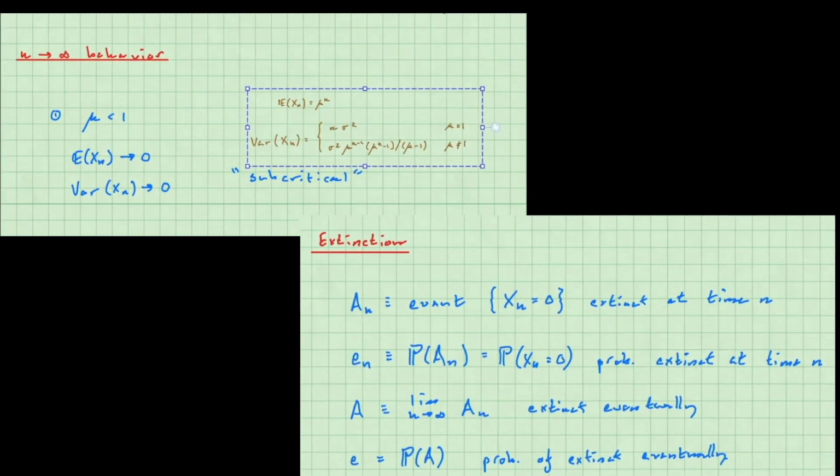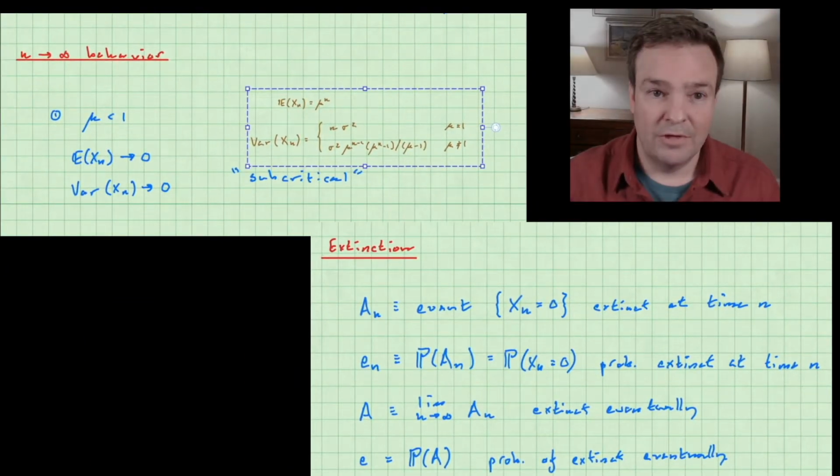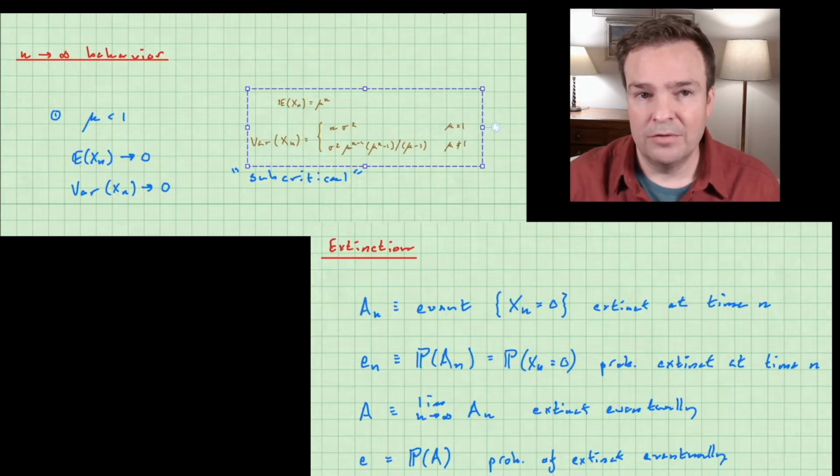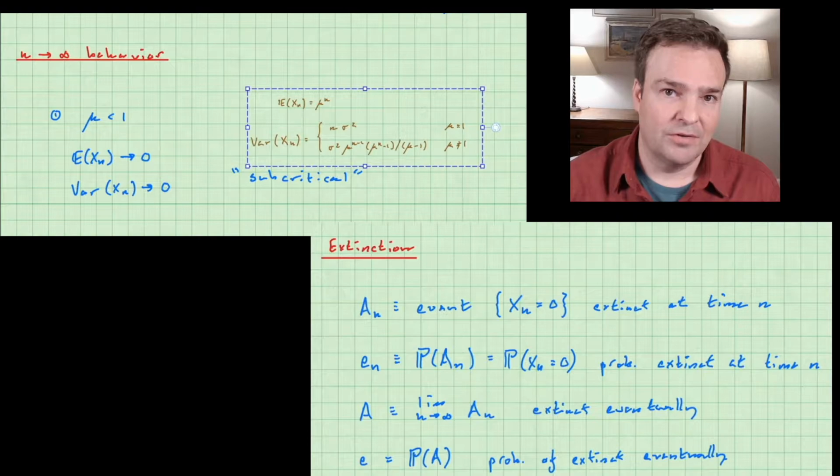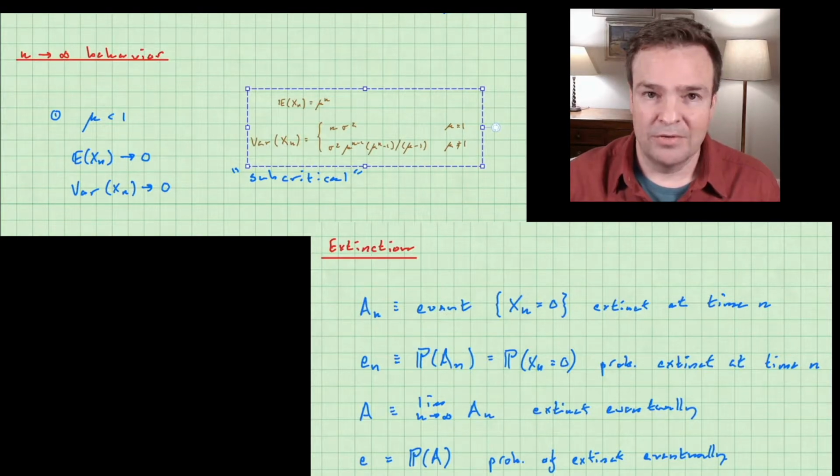Hi, everyone. Our last lecture ended with a bit of a cliffhanger. We were in the middle of proving some basic properties of Galton-Watson processes, a type of branching process.